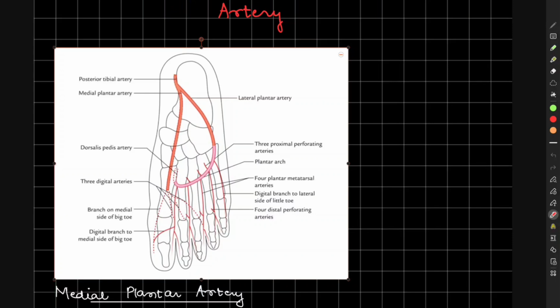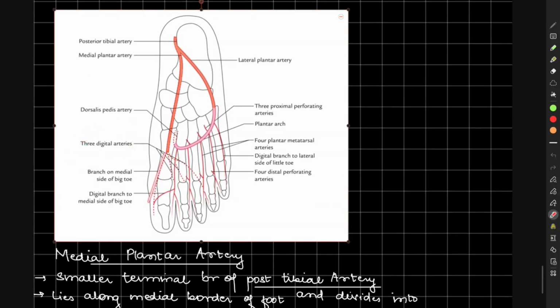Talking about the medial plantar artery, it is a smaller terminal branch from the posterior tibial artery. It lies along the medial border of the foot and then divides into branches. We can see it gives cutaneous branches, muscular branches to the adjoining muscles, and it has three smaller superficial digital branches. These three digital branches join the first, second, and the third plantar metatarsal arteries. This is the plantar metatarsal artery, which is joined by the three digital arteries given by the medial plantar artery.